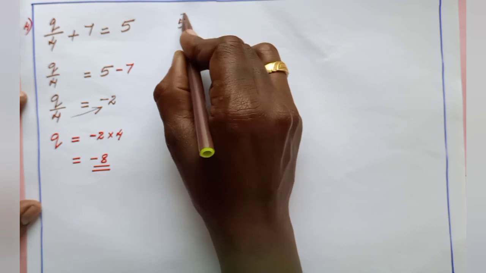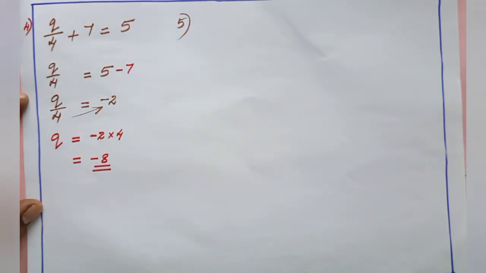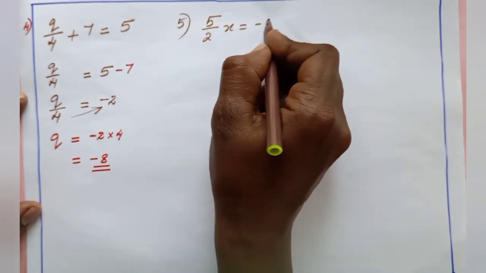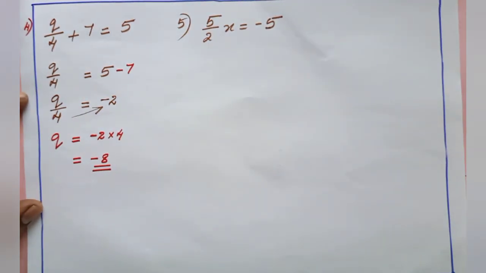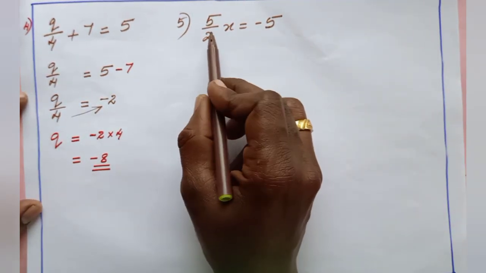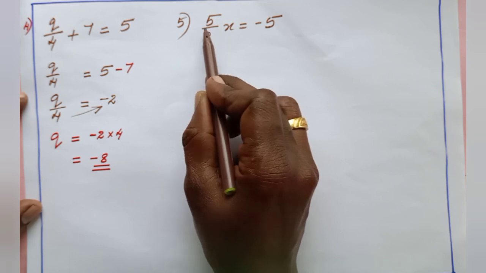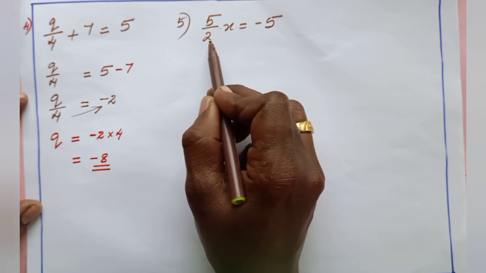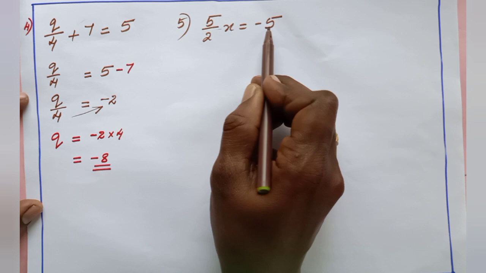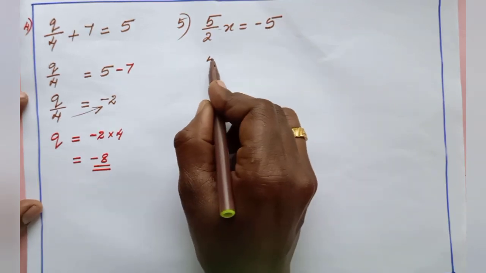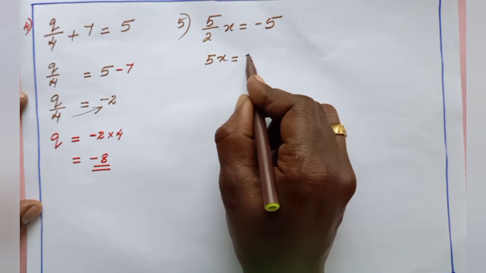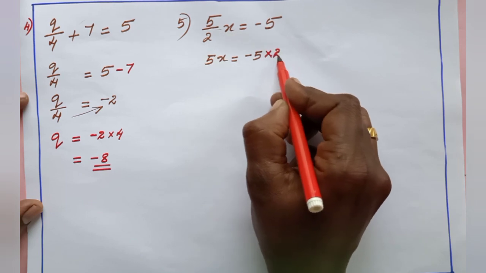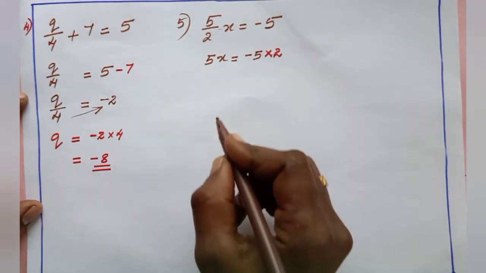Listen to the fifth question. 5 by 2 x equal to minus 5. So here 5 by 2 means divided by 2. First take this divided by 2 and transpose it to the right side. Division changes into multiplication. So 5x equal to minus 5 divided by 2 changes into multiplication by 2.